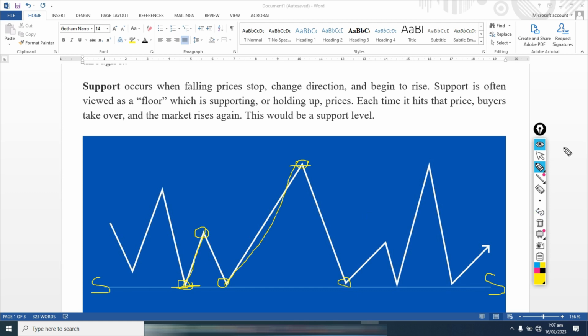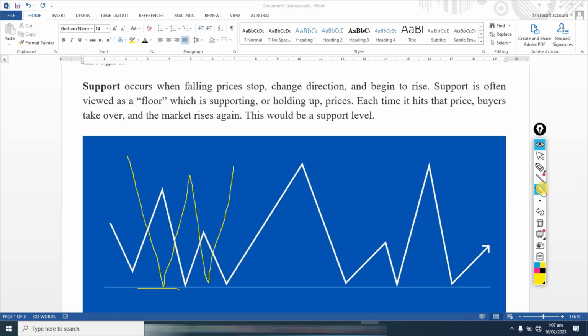Now this is support. So the support is the floor that is holding up prices. So we want to bear in mind that when it comes to support, we are aware that price at a point in time was falling down and was headed downward here, such that it will not be able to break beyond that level, and it went up. So it always comes down and bounces up.